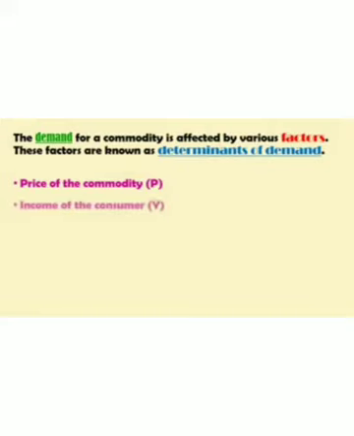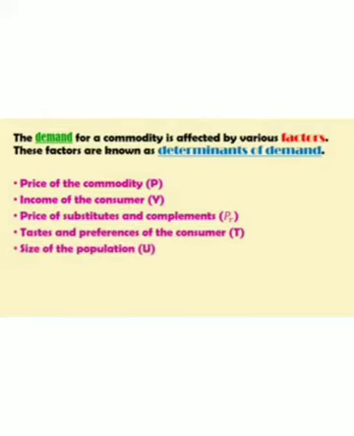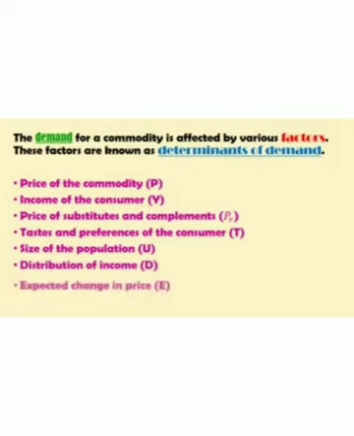Next factor is income of the consumer, denoted by Y. Then price of substitutes and complements, denoted by PR. Tastes and preferences of the consumer, denoted by T. Size of the population, denoted by U. Distribution of income, denoted by D. And expected change in price, denoted by E. These are the determinants of demand.